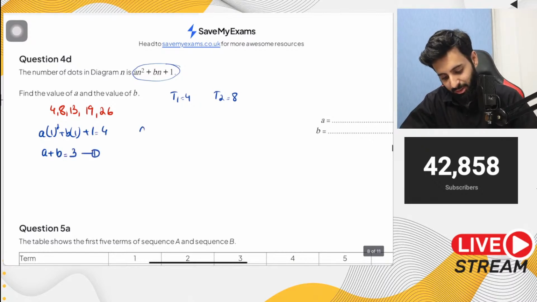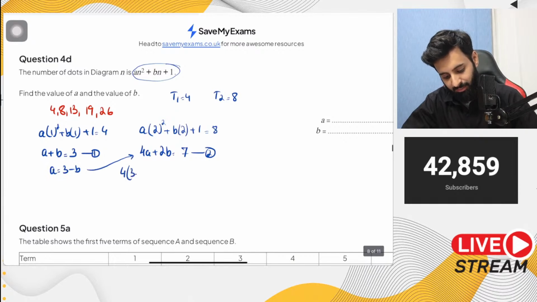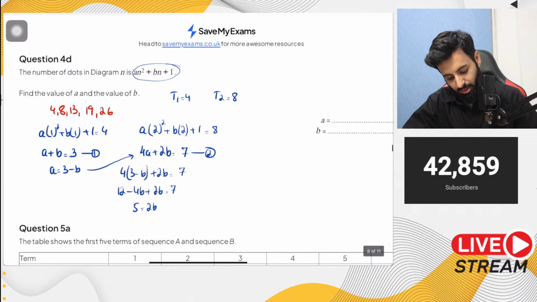And then let's plug in 2. So a into 2 squared plus b into 2 plus 1, set equal to 8. Now we have 4a plus 2b equals 7. Here's the second equation. Make a the subject: a equals 3 minus b. Plug it in. So 4 into 3 minus b plus 2b equals 7. So 12 minus 4b plus 2b equals 7. Solve this. 12 minus 7 is going to be 5. 5 equals 2b. b equals 2.5.